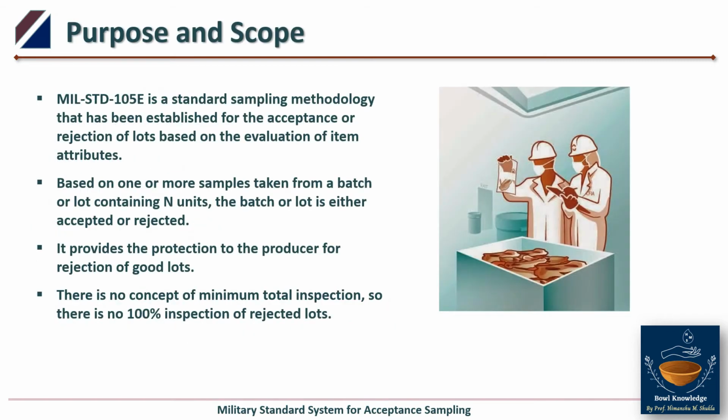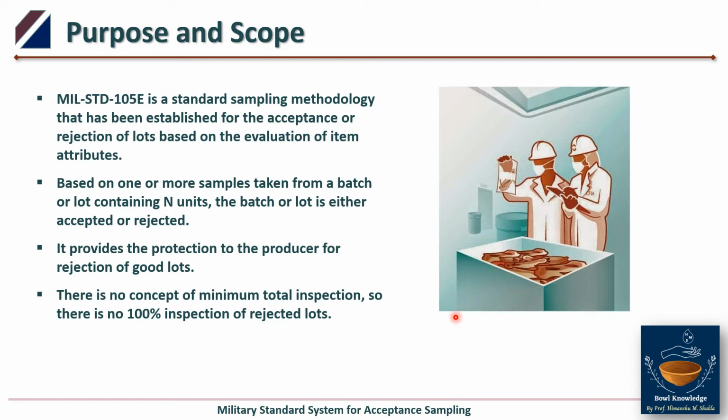Going further, purpose and scope. So the military standard table, which is coded as MIL-STD-105E, is the standard sampling methodology that has been established for the acceptance or rejection of a lot based on the evaluation of item attributes. So, based on one or more samples taken from a batch, the batch or the lot is either accepted or rejected.